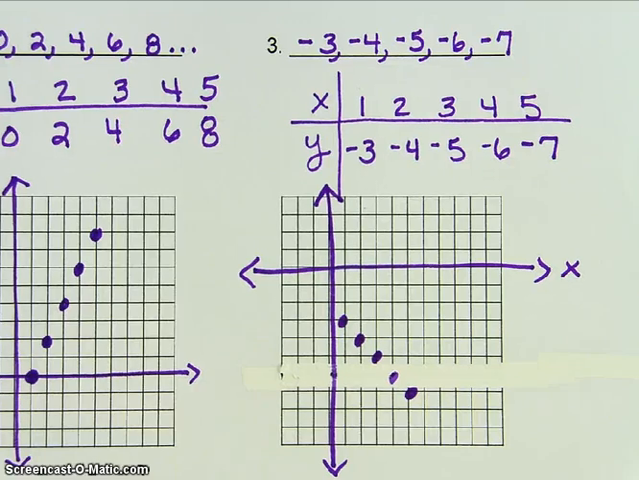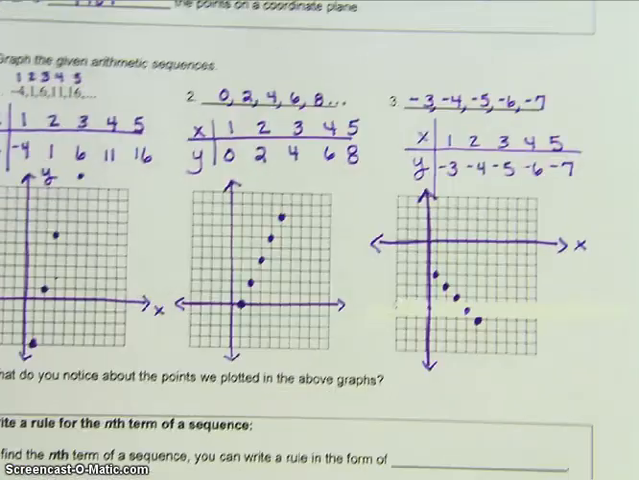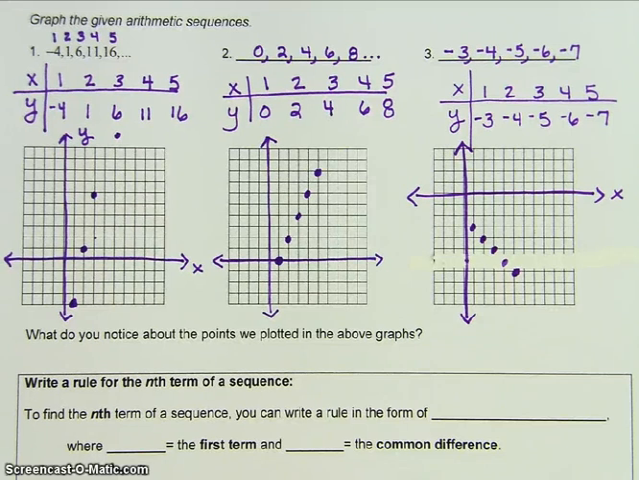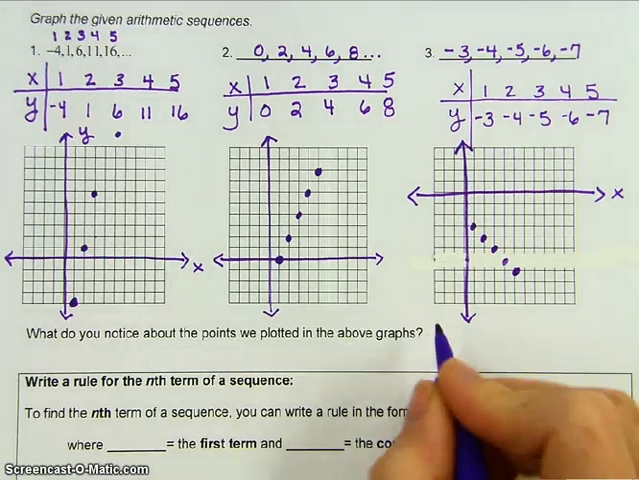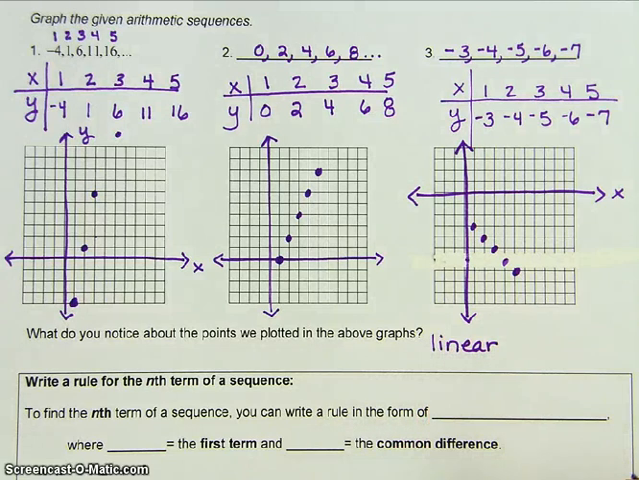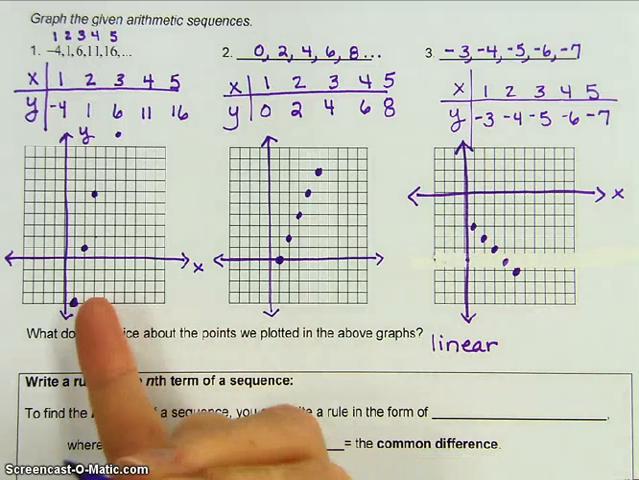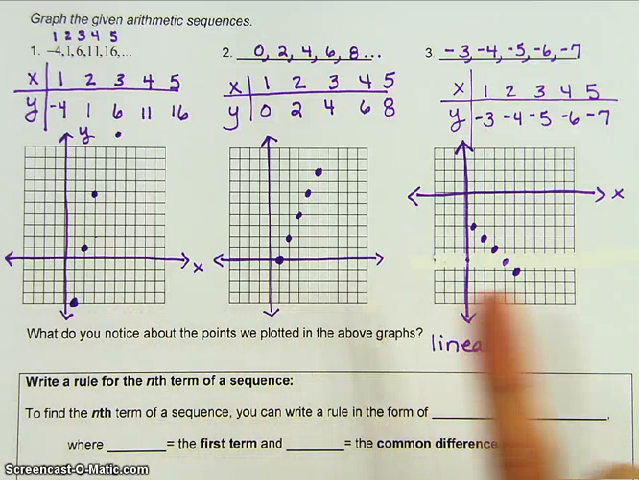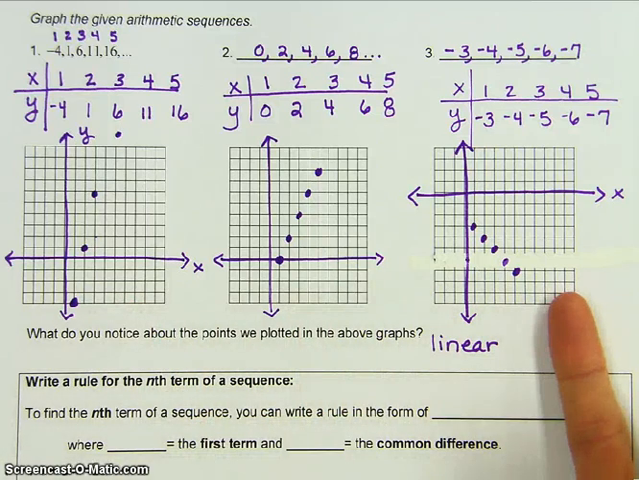Now, what's very important about these three graphs is for you to notice something. So it says, what do you notice about the points we plotted in the above graphs? Well, you notice that they are linear. And that is the key with our lesson today, that arithmetic sequences are always linear because they have a common difference of adding or subtracting.